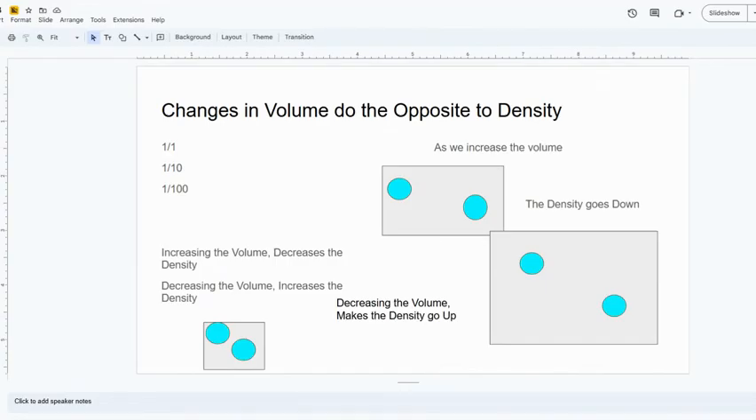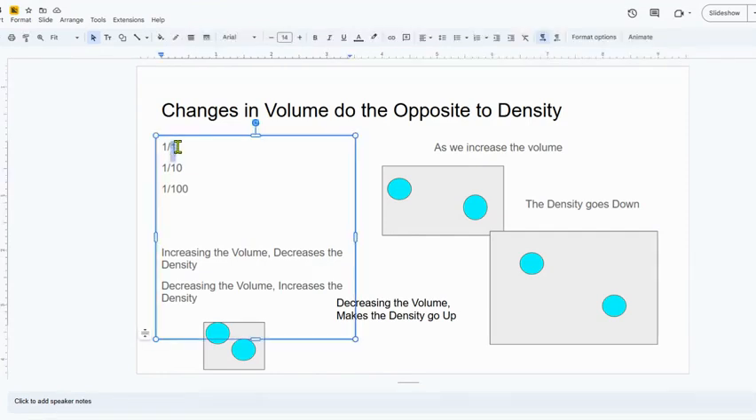I have this concept and we'll return to it. But if I have a bigger box, the density goes down. Well, why does a bigger box mean that it's less dense? Well, go back to your understanding of fractions. This right here is the number on the bottom. That's called the denominator. If the denominator goes up, then the whole number goes down.